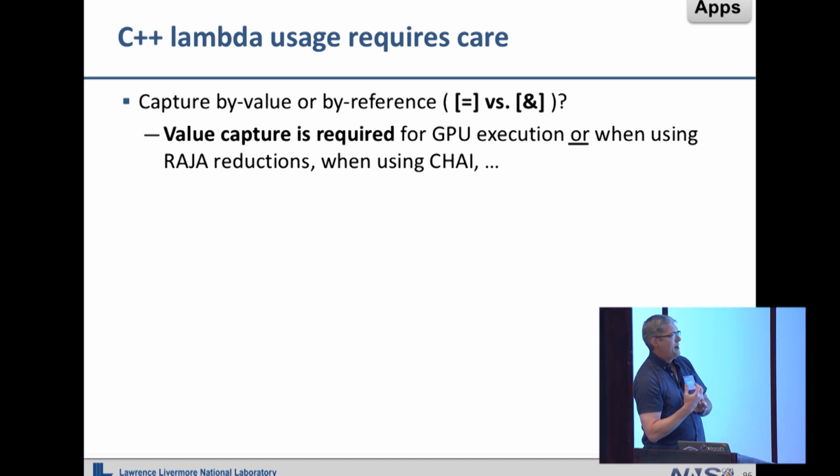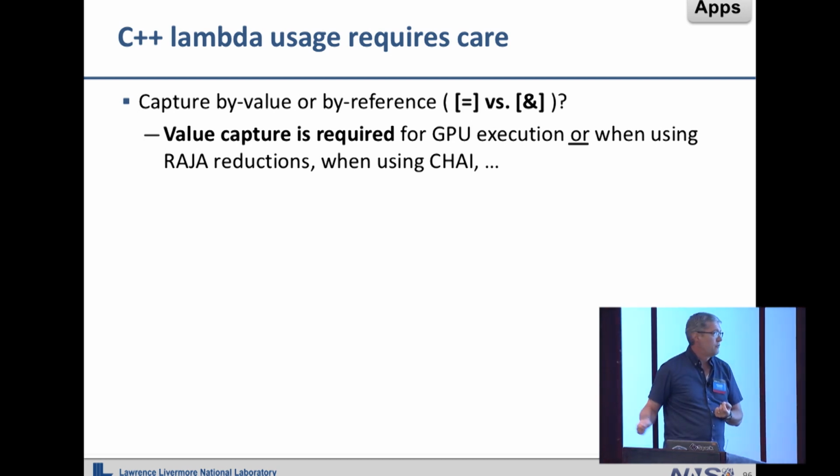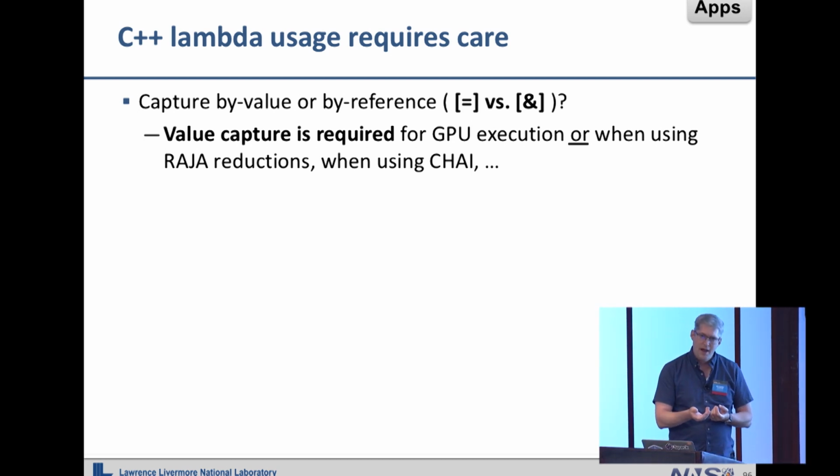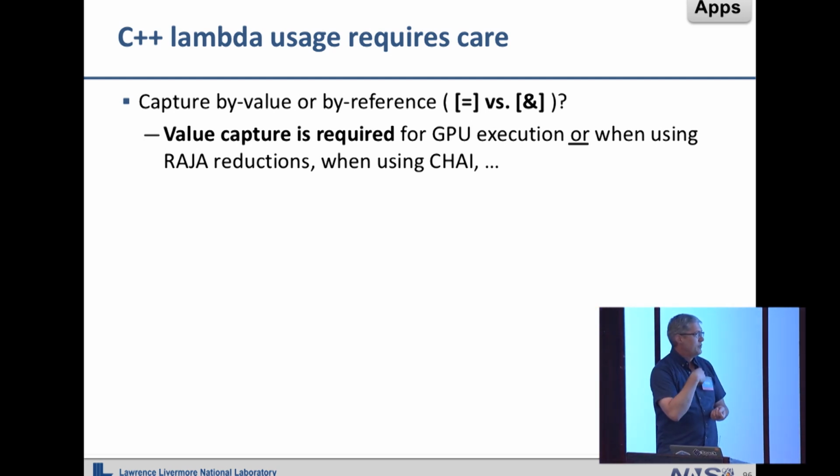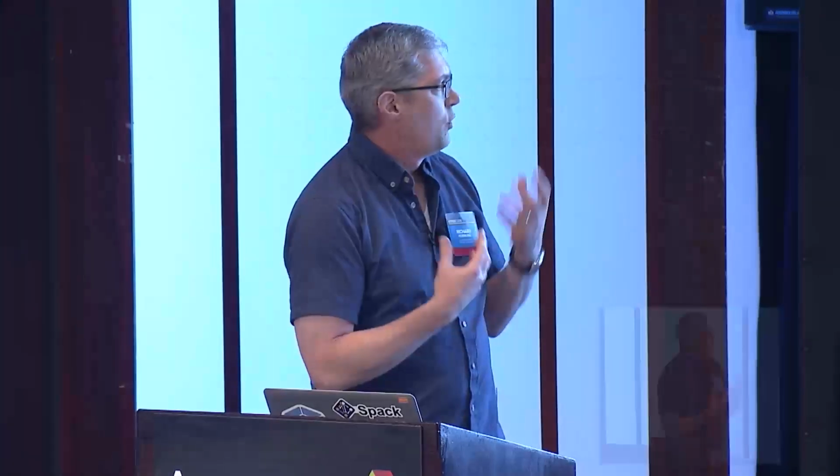Things actually need to get copied into the GPU environment, or when you're using reductions, those objects have to get copied so that we can assign them to individual threads as needed. When using CHAI, it has to go through the copy construction mechanics to do the memory transfers properly. So what we generally advise is just use capture by value. And we've done lots of experiments, and it's either always a performance wash or slightly better. So there's really no need, unless you're staying exclusively on CPU, for example, to use capture by reference.